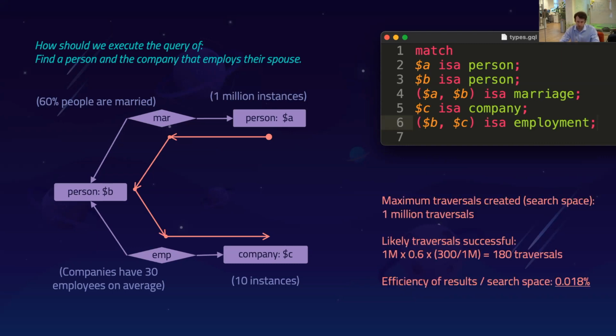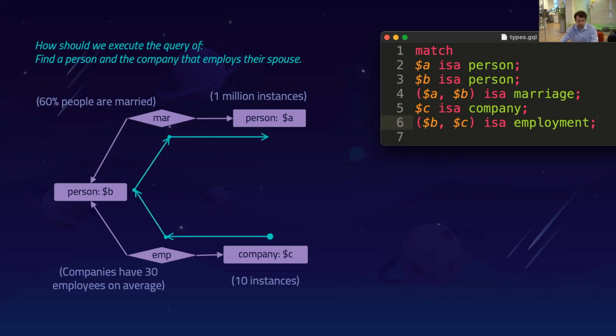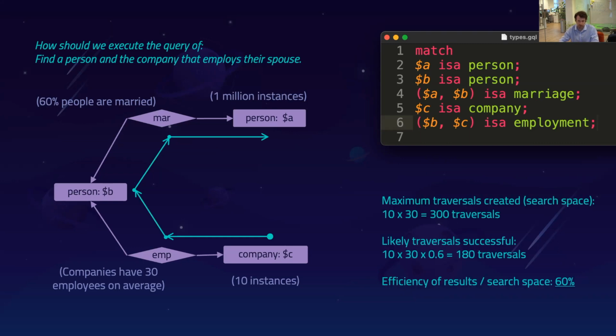The maximum traversals that are created in that case, we call that the search space, is 1 million. That means ultimately that there's 180 possible successful traversals, meaning that the efficiency of the search space is less than 0.1%. But instead, we want to use the information from the type system to inform us that if we start the query at company instead of person, the efficiency of the search space is 60%. And that gives us a huge increase in performance.